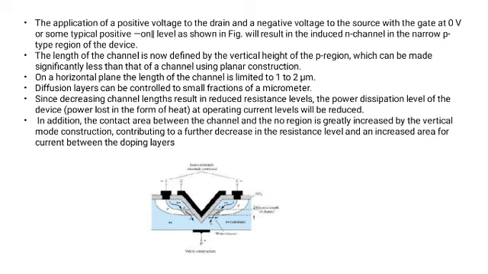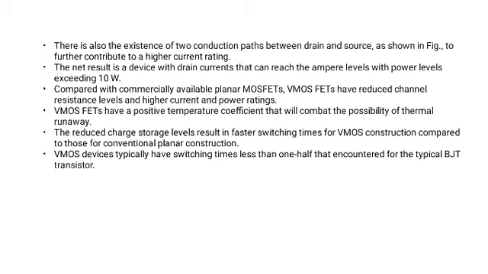These power values arise mainly from the loss in the form of heat when operating beyond the threshold voltage. In addition, the contact layer between the channel and the region, which is greatly increased by the vertical mode, can decrease the resistance and also cause an increased layer of current between the doping layers. If there is a conduction path between the drain and the source, it can result in drain currents at power levels of 10 volts.